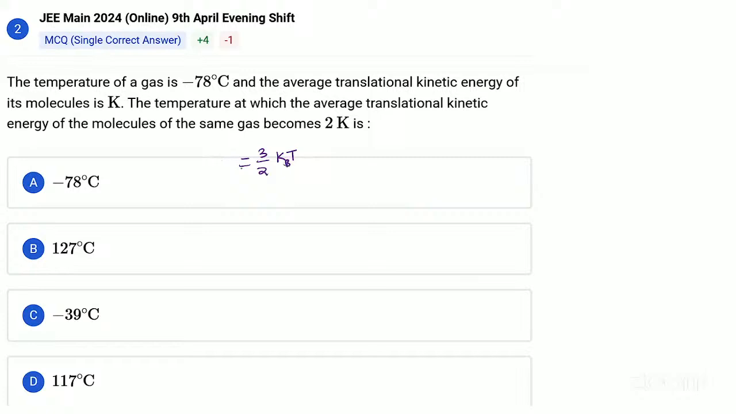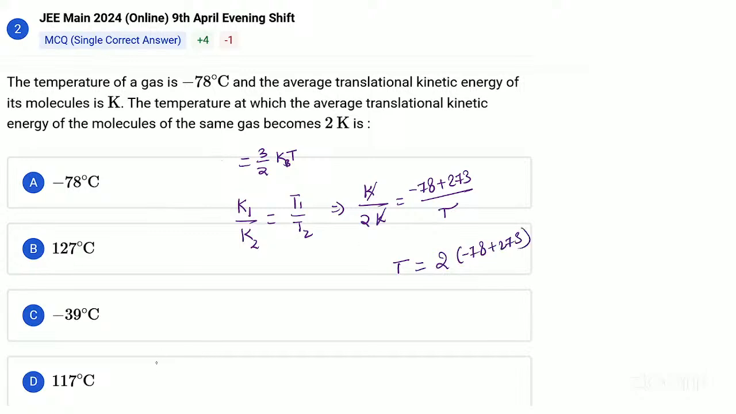This is kb. So we can say that K1 by K2 is nothing but T1 by T2. Simple सी बात है. K1 is K, K2 is 2K. Temperature T1 is -78 degrees Celsius, so -78 plus 273, divided by T. Now K and K will cancel out. So temperature will become 2 times of -78 plus 273. And when you solve this, the answer is coming out as 117 degrees Celsius. This one. Got it?